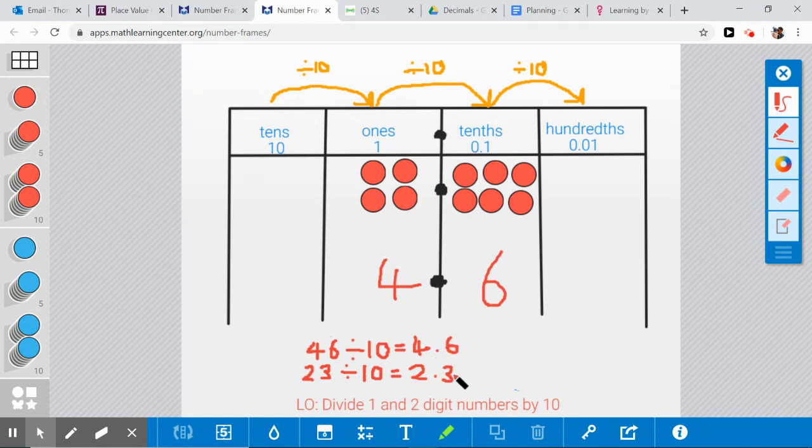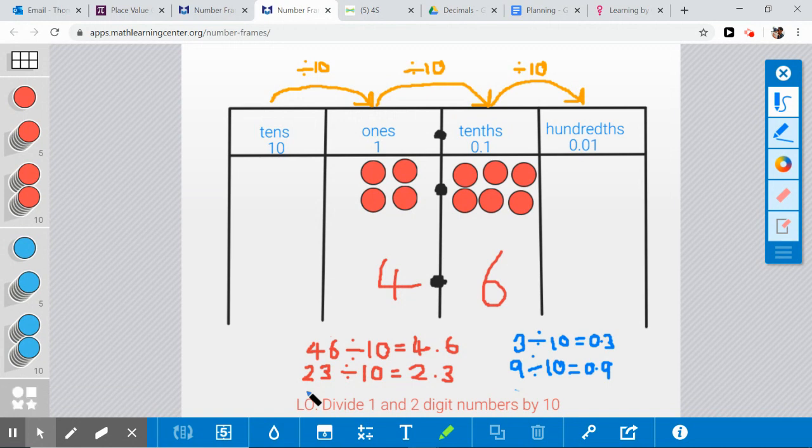Let's think of another 2-digit number. Let's have the biggest even 2-digit number, which is 98. Let's do 98 divided by 10. So our 9 10s becomes 9 ones, and our 8 ones become 8/10. So 98 divided by 10 equals 9.8.